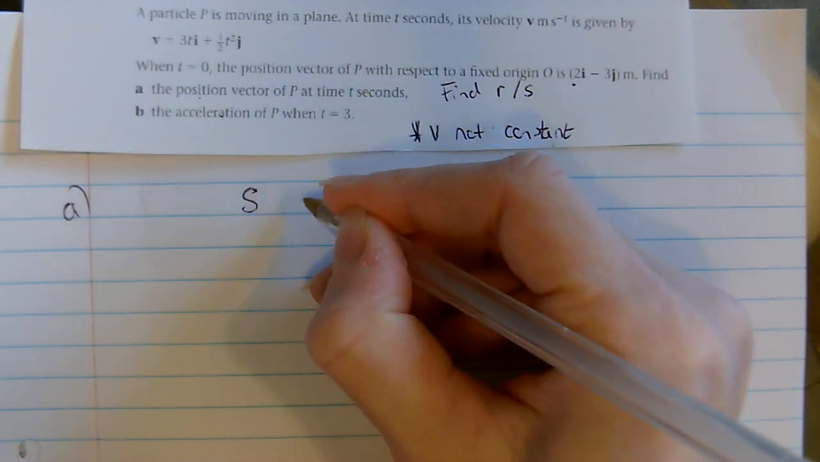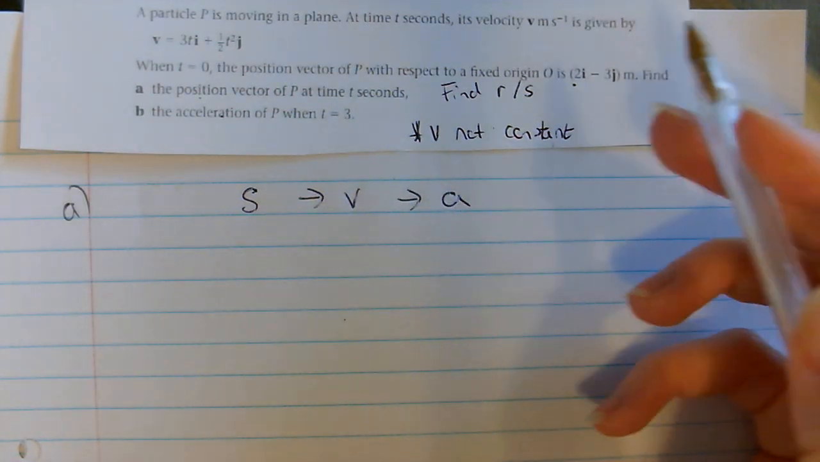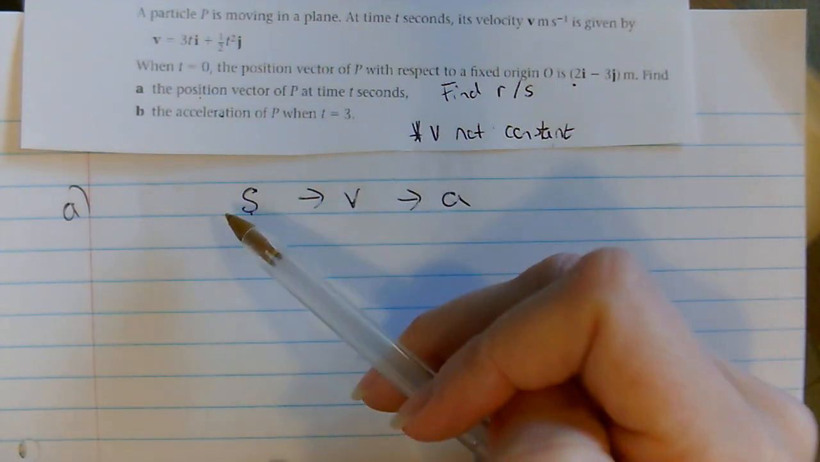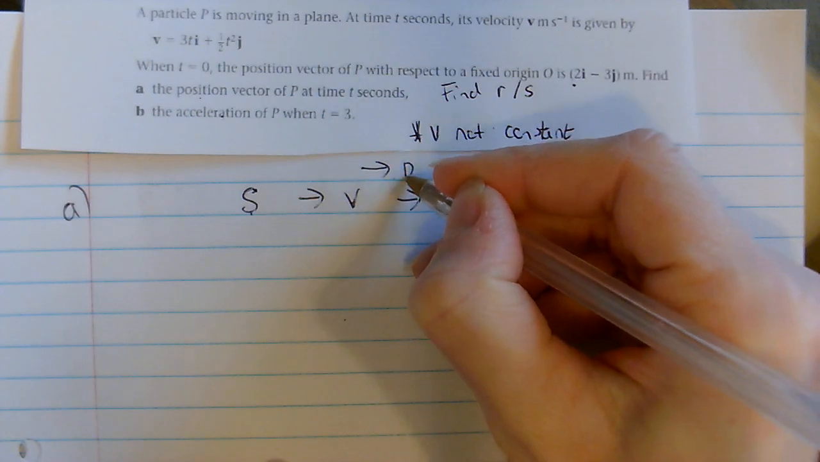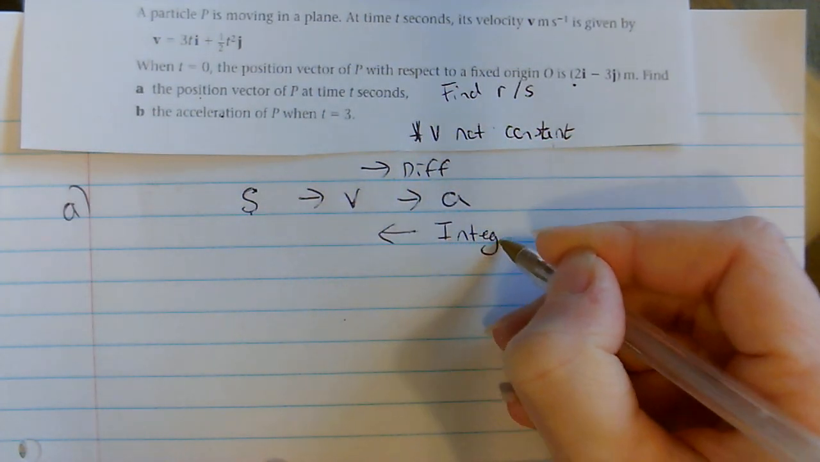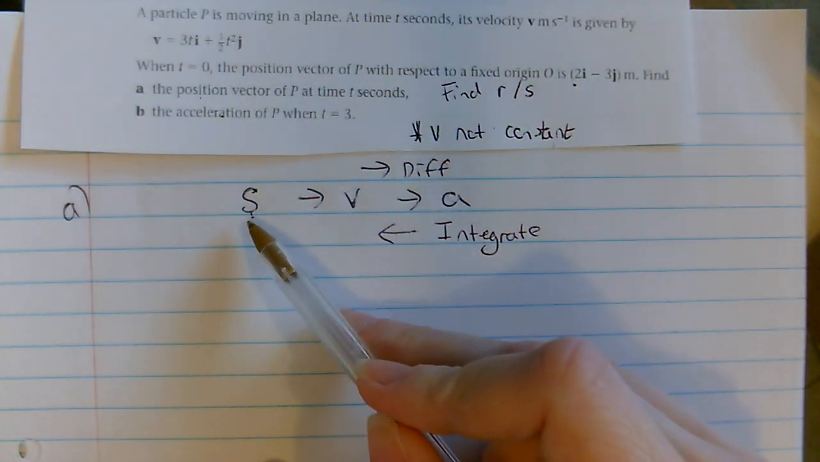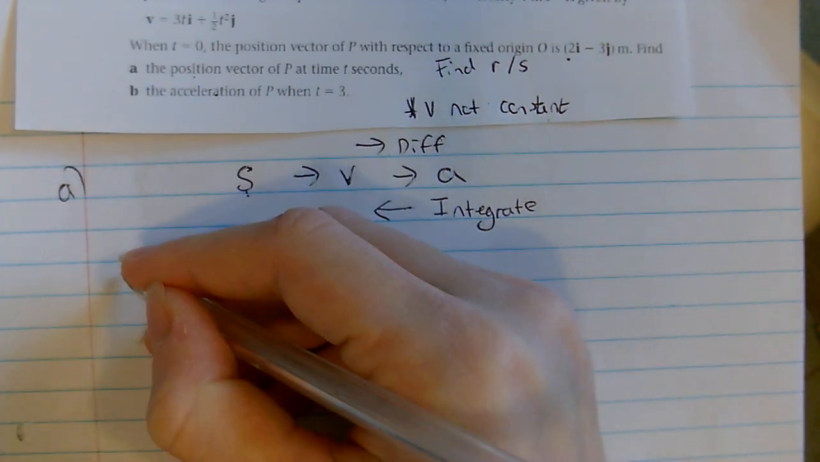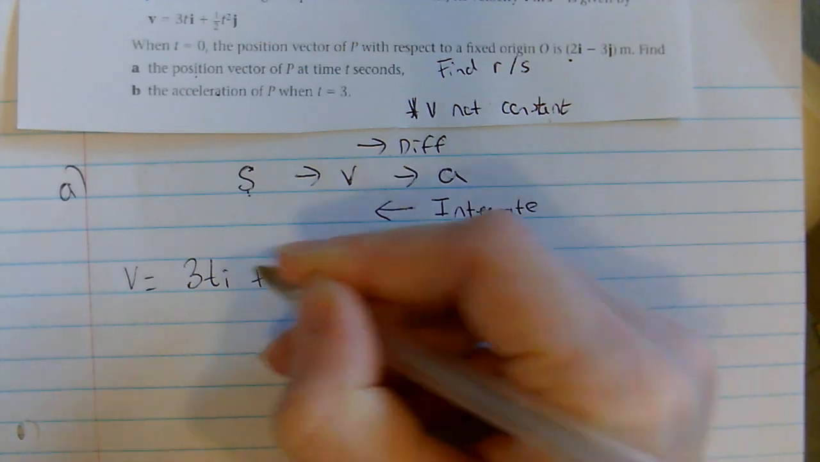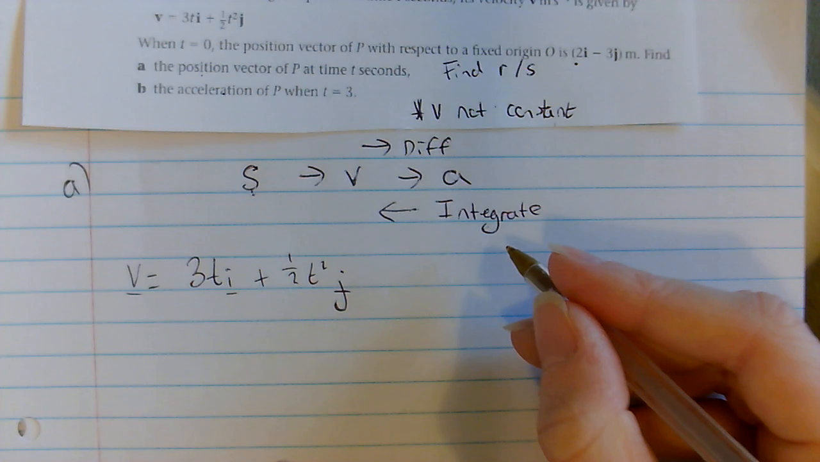Remember, it goes displacement to velocity to acceleration, doesn't it? So if I've got v, I want to go back to displacement. If I go this way I'm going to differentiate. This way, I'm going to integrate. So if I've got velocity and I want displacement, I have to integrate. So I take my velocity, which is this, and I'm going to integrate that to get the position vector.